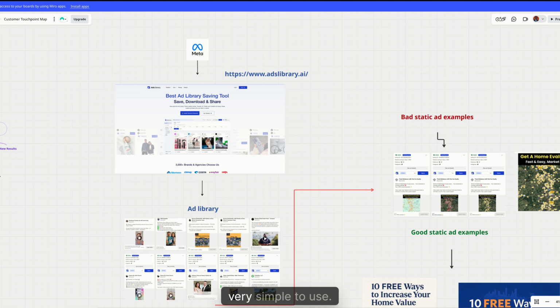It's a Chrome extension, very simple to use. You just download the Chrome extension. Anytime you're in the Facebook Ad Library, you can go in and save ad creatives that you think are going to be useful, whether you want to replicate them or just look at good creatives to use.